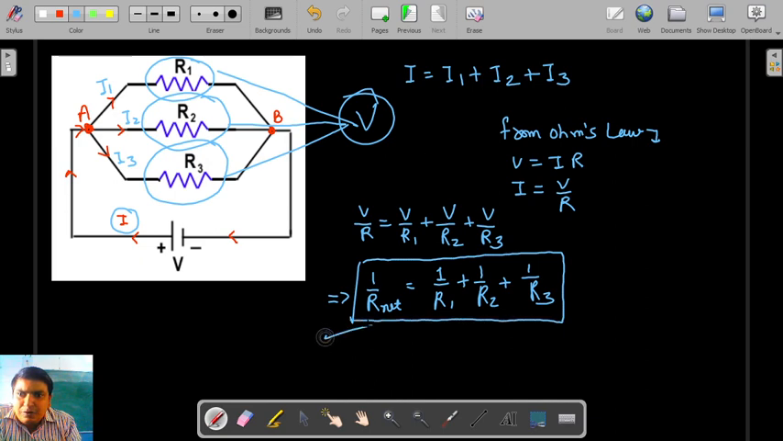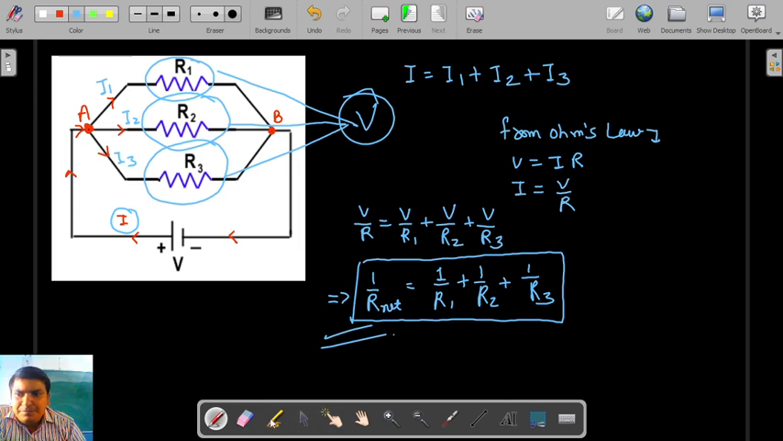So this is the formula for parallel combination of resistances. Now it is very easy to understand how the series calculation and the parallel resistors calculation can be done, but it is very important to understand what the physical significance of it is. What is the physical significance of it?